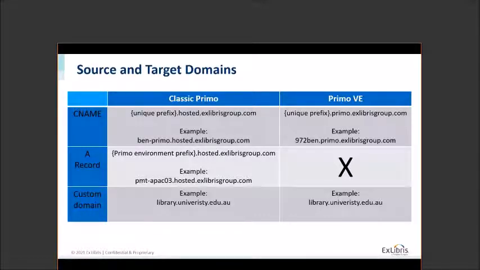For classic Primo, there is the CNAME, which will start with a unique prefix .hosted.xlibrisgroup.com. There is the A record, which will start with a Primo environment prefix .hosted.xlibrisgroup.com. And there is a custom domain, which would be your own local institutional base URL, not hosted in an Xlibris data center.